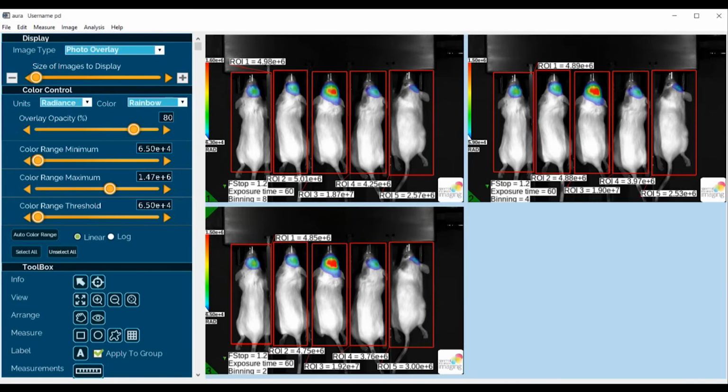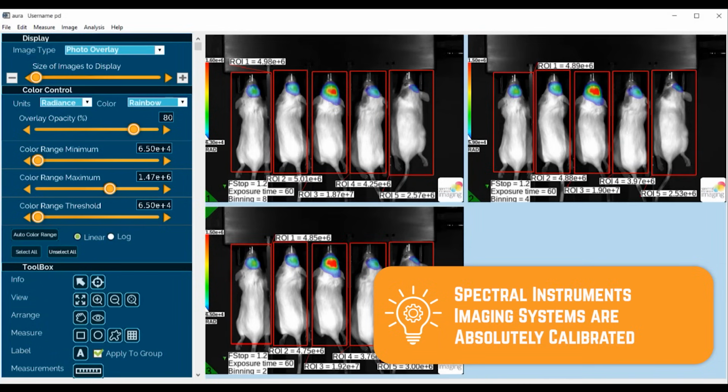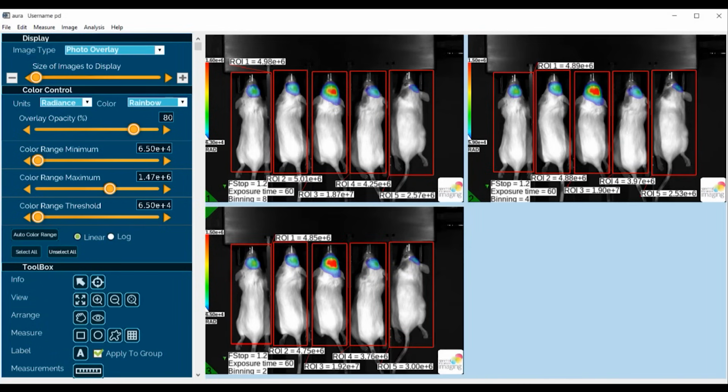In this tutorial, we will be covering the concept of absolute calibration. Now, spectral instruments imaging systems are absolutely calibrated. As a result, the numerical pixel values are related to a standard. And that standard is a physical measurement of the photons per second emitted from a pixel area that is the same for the standard and image.